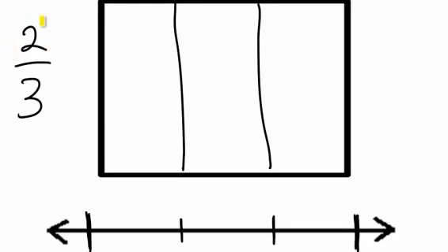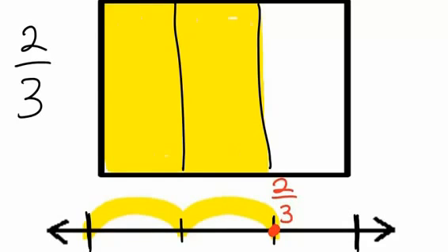Now we check the numerator. The numerator tells us that we are thinking about 2 of those 3 equal pieces. When we shade in 2 of those pieces on the base 10 block, it looks like this. On the number line, it looks very similar. 1/3, 2/3. This spot right here is where 2/3 is located on a number line.